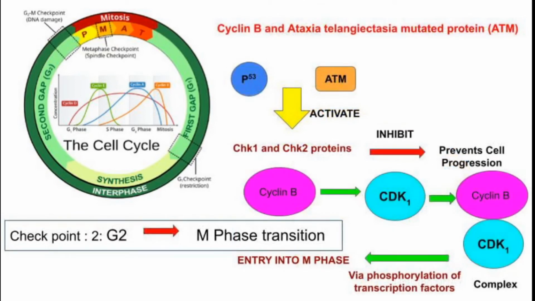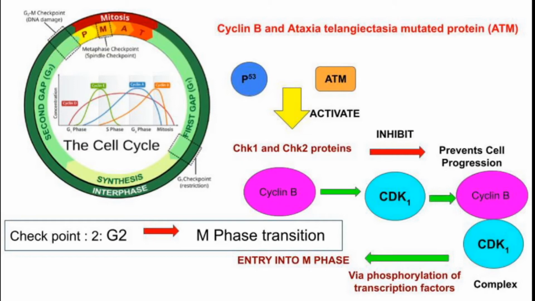Now, cyclin B and ataxia telangiectasia mutated protein, which is also known as ATM. What happens normally? Normally, the cell remains arrested in G2 phase until the conditions are fulfilled for its progression into the mitotic phase or mitosis part of the cell cycle.